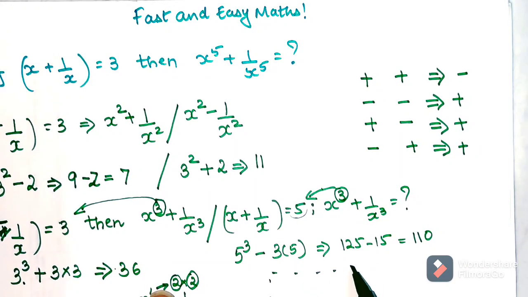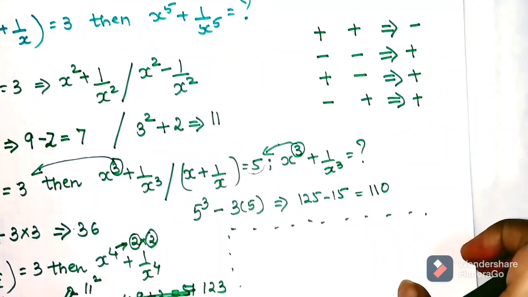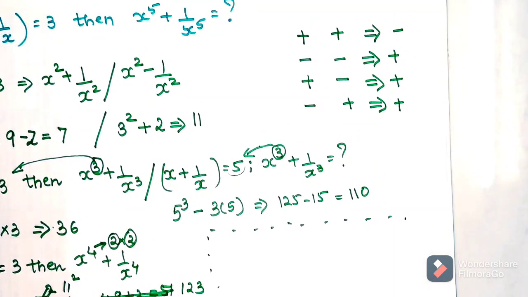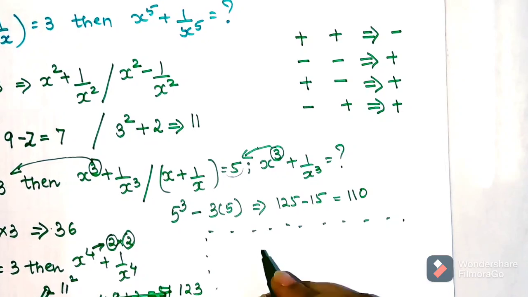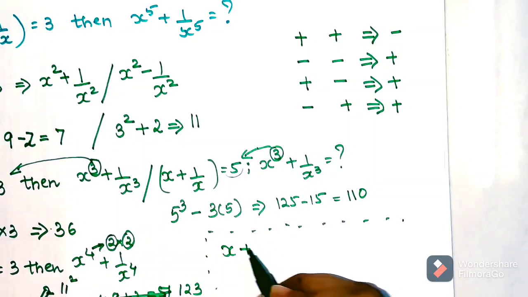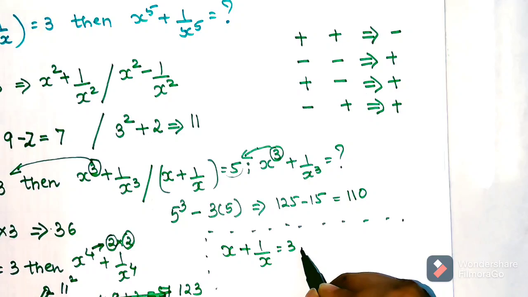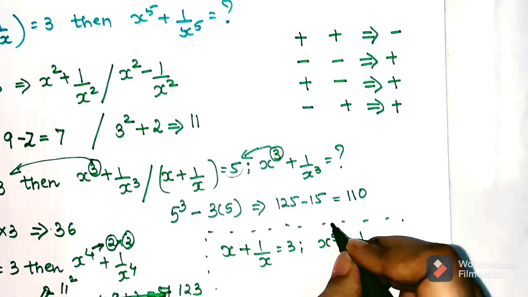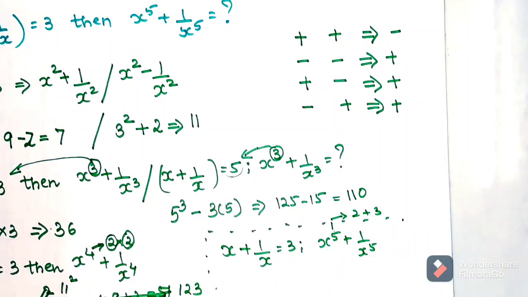Now please understand, this part is a bit different because we have x raised to 5. For x raised to 5, the question is given x plus 1 upon x equals 3, and we need to find x raised to 5 plus 1 upon x raised to 5. This 5 can be written as nothing but 2 plus 3. So first we are going to do the operation for 2. Now this is 3 square. We'll do a minus, because plus and plus is given. Minus 2, which is coming out to be 7.